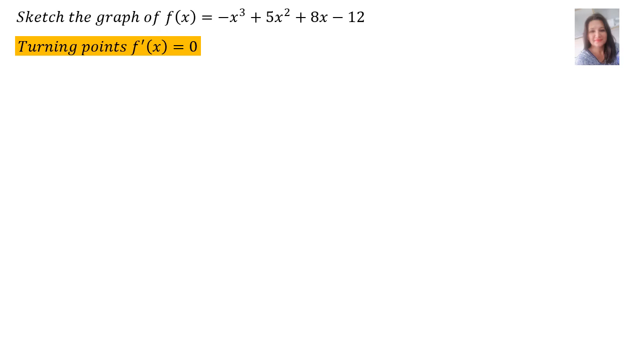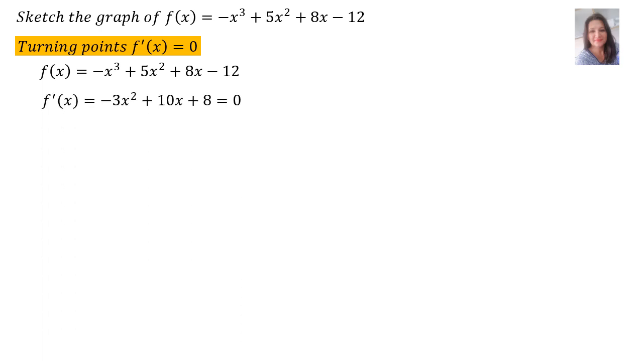We still need to find the turning points of f(x). So for the turning points, it's the first derivative equals 0. There's your equation. The first derivative will be -3x² + 10x + 8 = 0. There's the equation. Now I want to factorize, so what I did was I divided right through by a negative. Let me show you the negative there. And I ended with 3x² - 10x - 8 = 0.